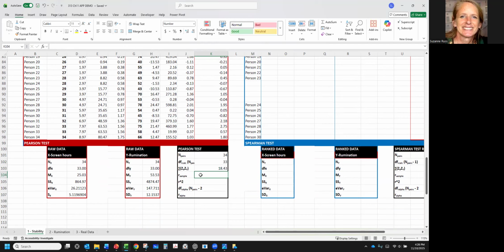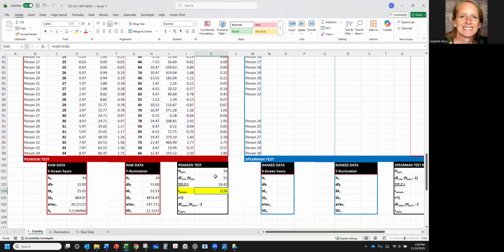And then our r score for our sample, the number that we're looking for most of all, I'll highlight it here, is going to be taking this and dividing by that degrees of freedom. So taking the sum of Zx, Zy and dividing by the degrees of freedom. And that's our sample score. And it looks like we have a 0.56, which is pretty close to what we were predicting.